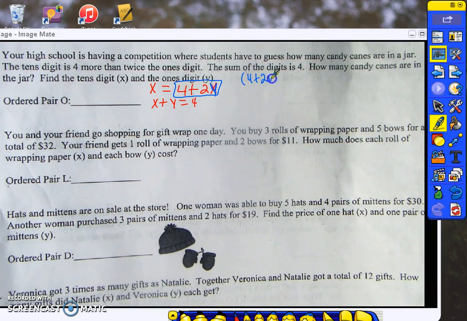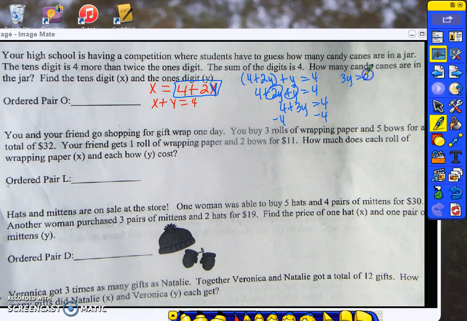4 plus 2y plus y equals 4. I can't combine like terms, I can't distribute anything, so I'm just going to rewrite it without the parentheses, because it's already simplified. 4 plus 3y. Subtract 4 from both sides.